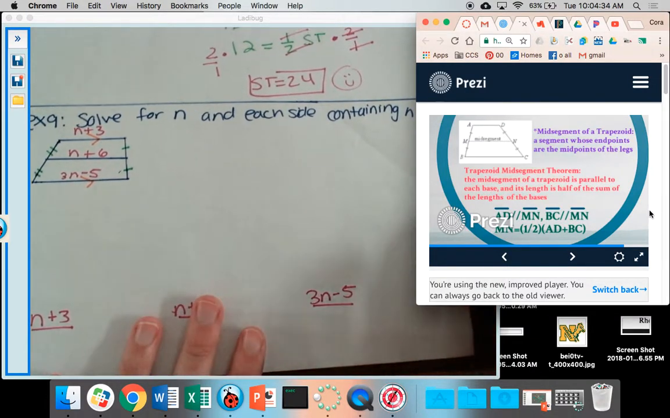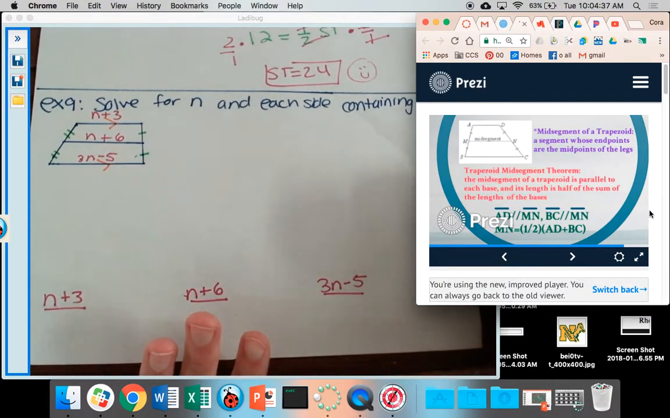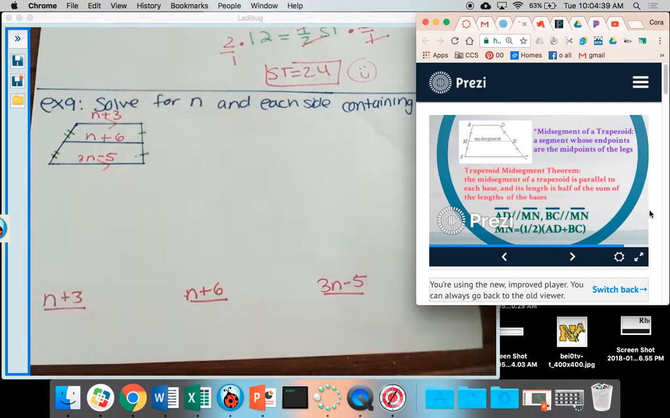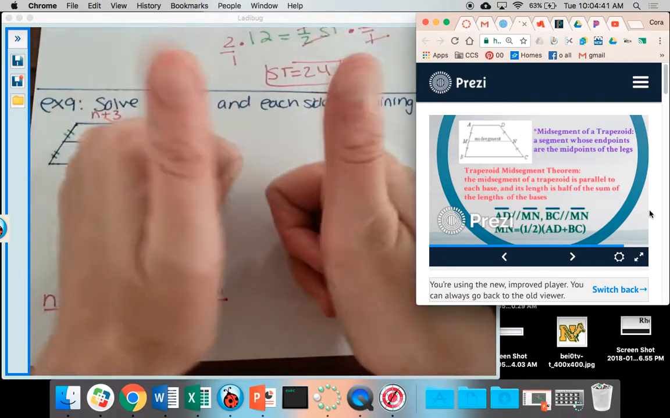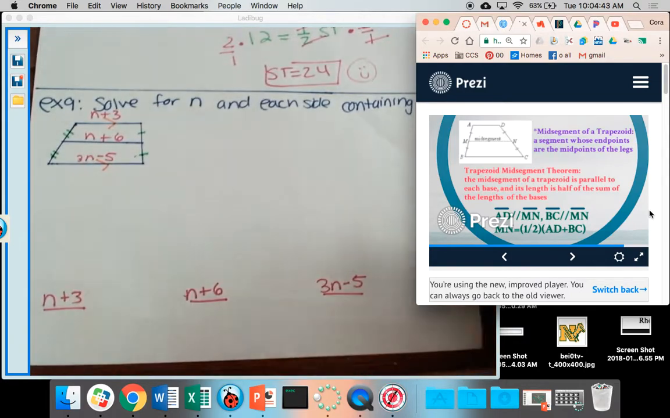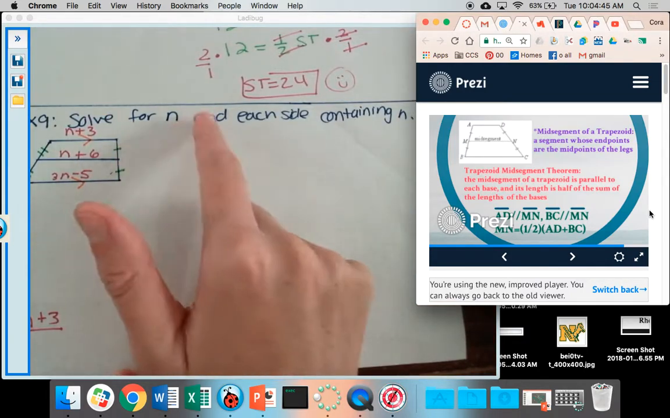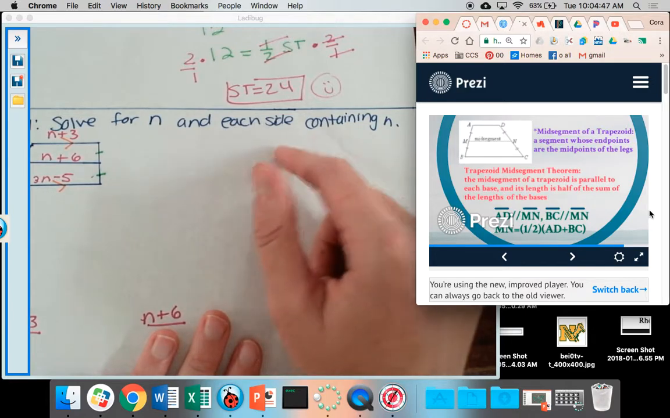All right, you guys, we're on our next example of the triangle mid-segment theorem. Yay! Double thumbs up. Not just one thumbs up, double thumbs up. Let's get going. All right, so this one says to solve for n and each side containing n.